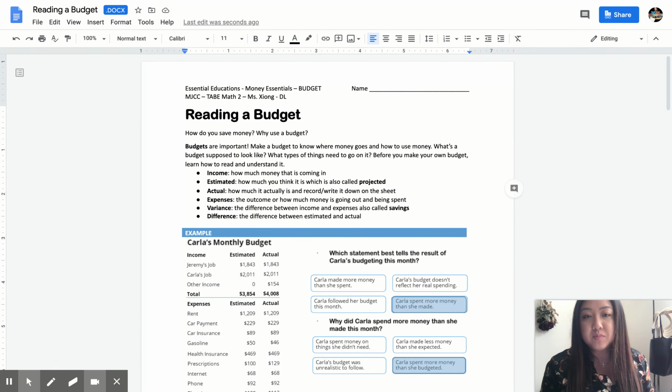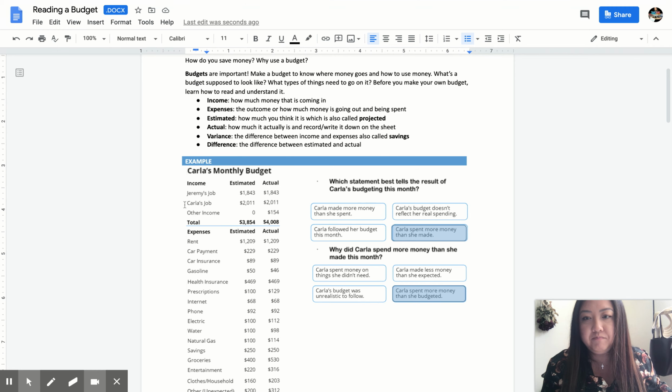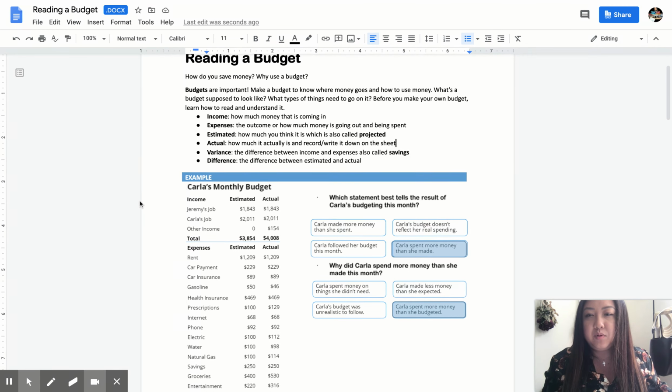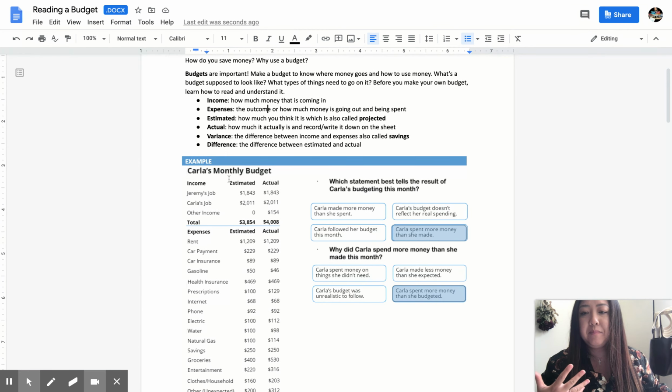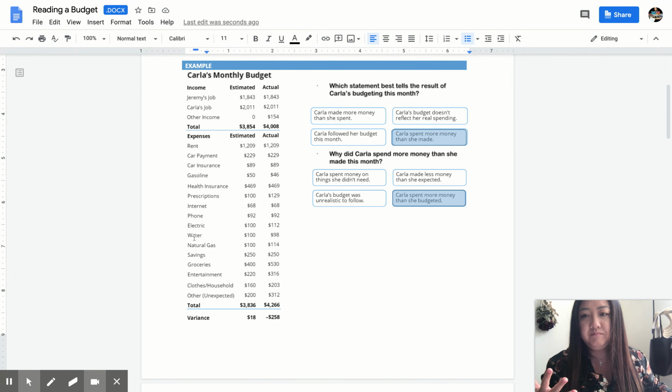Let's put expenses next. Okay, and so that's the top portion. If you want to see Carla's budget here, it's the top portion. And then the second portion would be the expenses. That's the outcome, all right? Or that's how much money is going out. That's what you're spending. And that part is the second part right here.